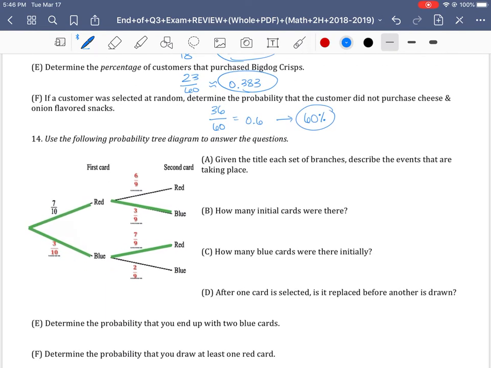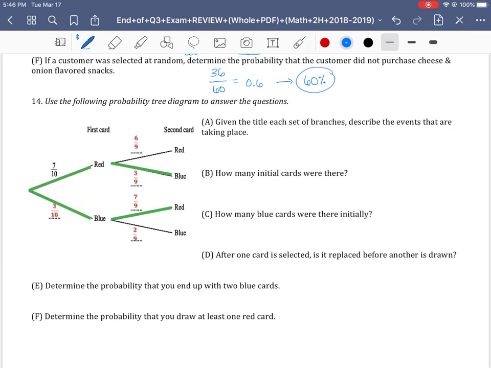Moving on to 14. 14, again, probability related, however, to a tree diagram. The tree diagram that is given has the probabilities listed on it. You were asked to kind of pull apart the tree diagram going backwards. So we went forward a lot with these. Can we understand what we're looking at going backwards?